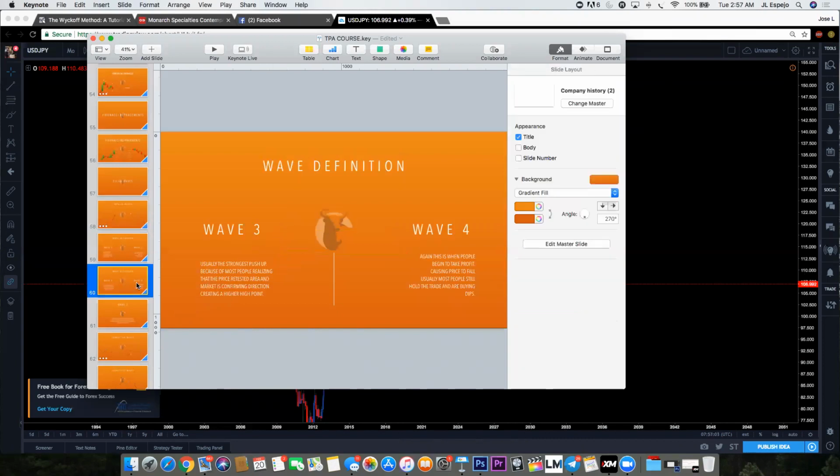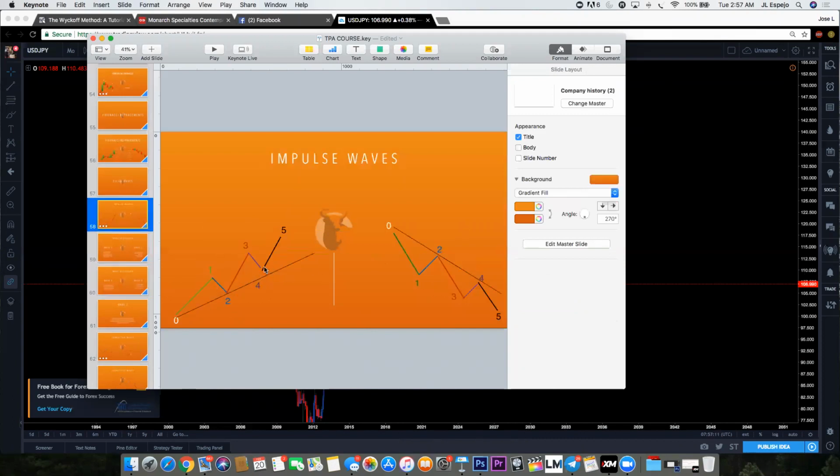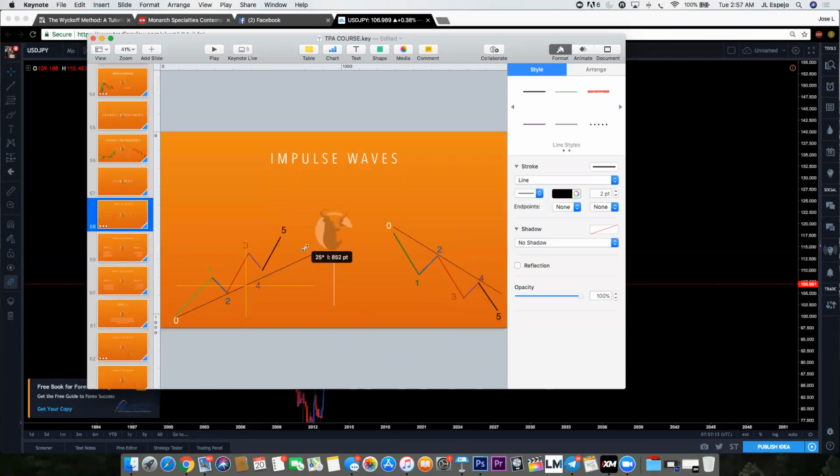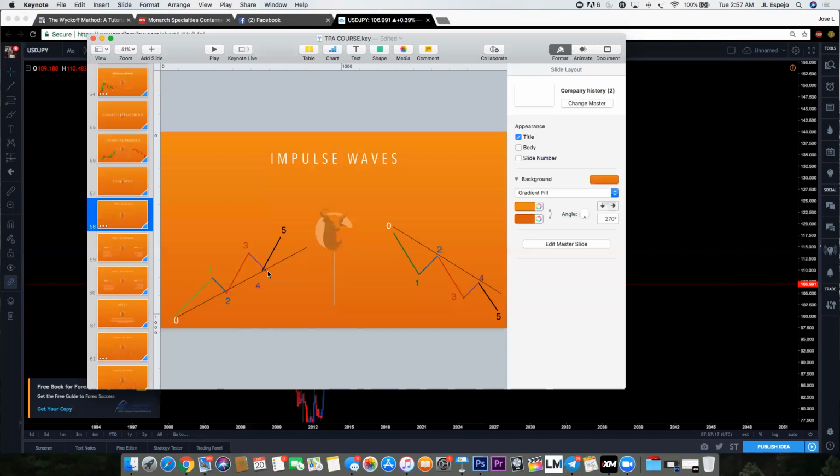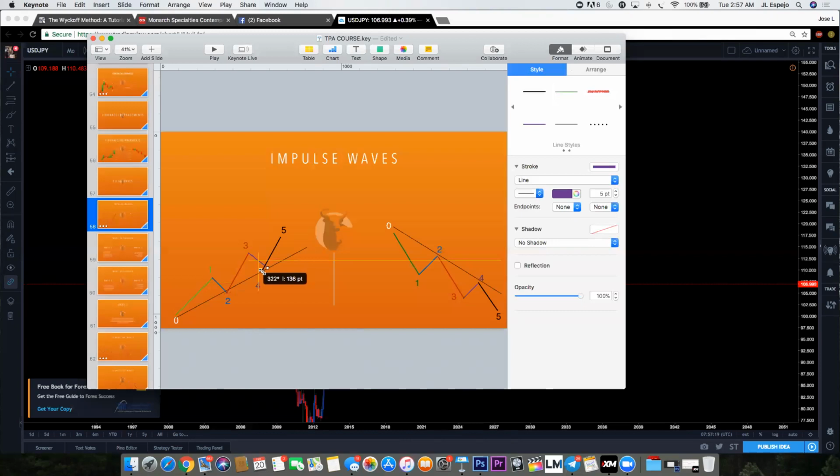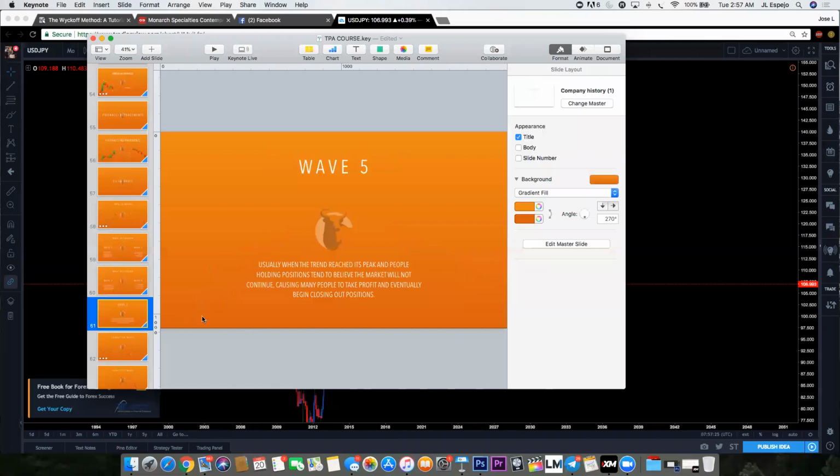Who can guess what number 4 is? Number 4 is basically the same thing as number 2. People were respecting it. They were either taking their profit or simply exiting the trade, or holding their trades and re-entering the trade, causing price to do what? Go back up, causing the 5th wave. And this is usually when the market reaches its highest point.